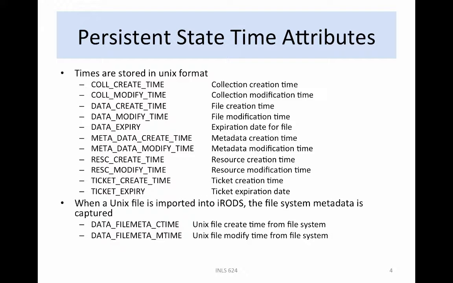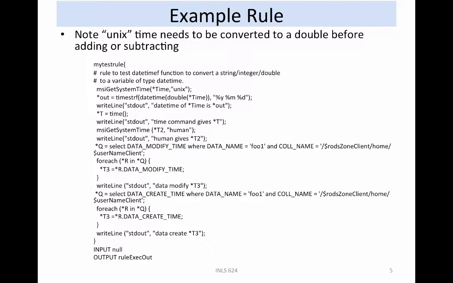When a Unix file is imported into the iRODS data grid, the date timestamps from the Unix file system are also captured and stored in DATA_FILE_META_CTIME, the Unix file create date time from the file system, and DATA_FILE_META_MTIME, the Unix file modify time from the file system. If the clocks are synchronized, these attributes can be used to determine whether the copy in the data grid is newer or older than the copy on the file system.